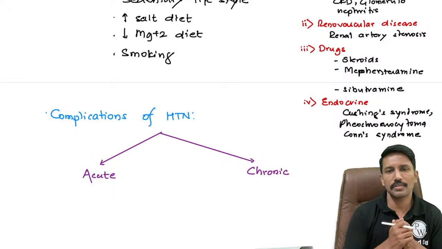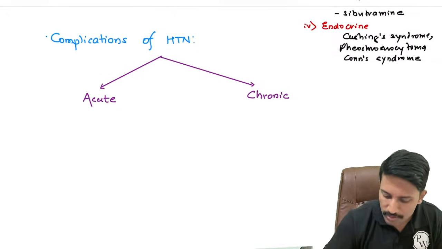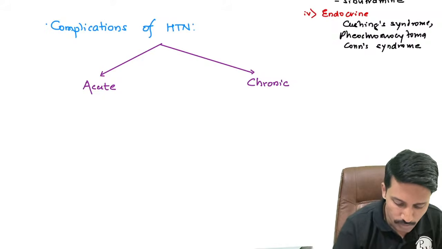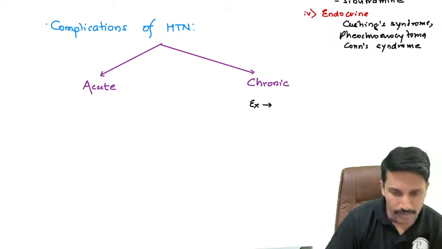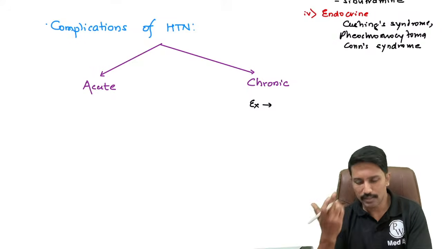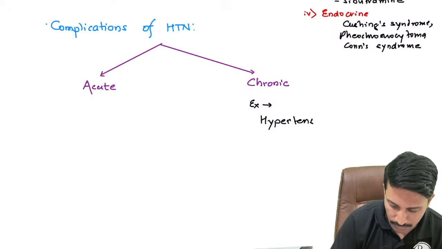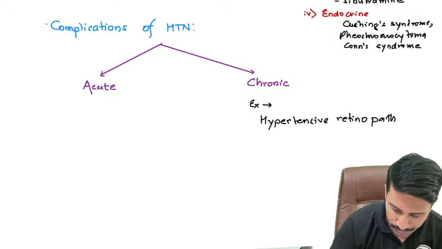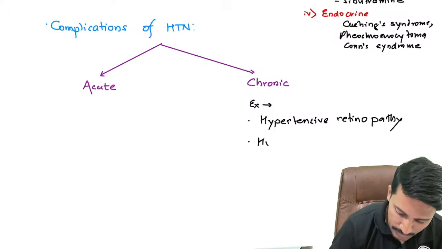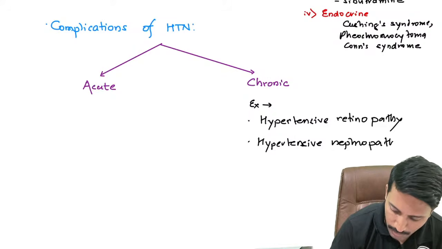Now we know the causes. Next thing we will mention is complications. What complications can hypertension lead to? The complications will be classified into acute and chronic. So examples for chronic complications: can long-standing hypertension affect the eyes? Yes. What do we call it? Hypertensive retinopathy. Can it affect the kidneys? Yes. What do we call it? Hypertensive nephropathy. And when you write hypertensive nephropathy, I want you to write one important point in the bracket.